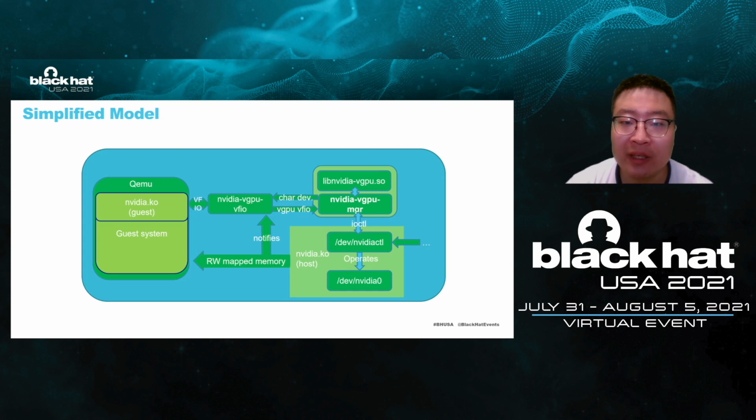And here we have a simplified model. Honestly, you don't need to focus on most parts of this picture. All we need to know is that Nvidia.ko in the guest sends the vRPC message. The vRPC message is processed by the plugin in the daemon process Nvidia vGPU Manager, and the Nvidia vGPU Manager will communicate with the Nvidia.ko on the host, and all of this is enough.